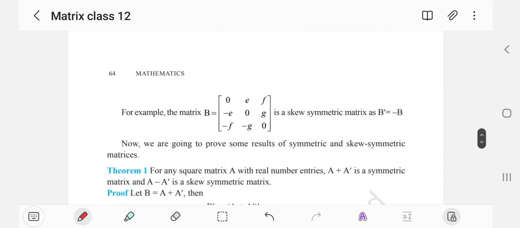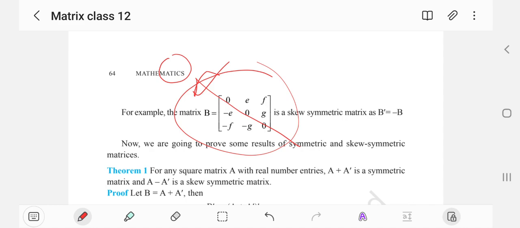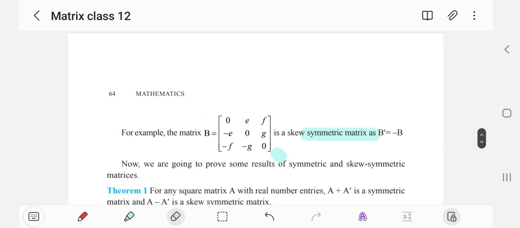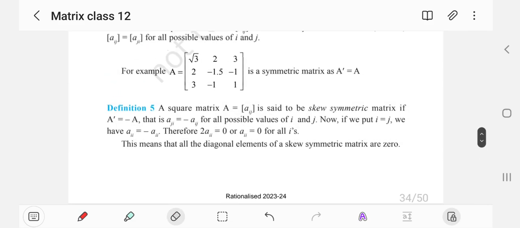Here is an example also. If I have such a matrix, you can very well see that all the diagonal elements are 0, so without wasting any time, you can say that yes, it will be a skew-symmetric matrix. If someone asks you to identify whether this is skew-symmetric or not, you can see that all the diagonal elements are 0, hence it will be skew-symmetric. This is a way in which you can identify whether the given matrix is skew-symmetric or not.